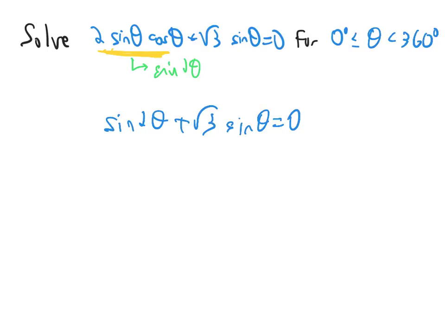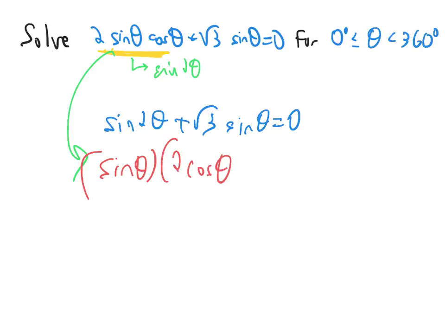It actually would be much better to leave it as it had originally been and instead pull out the sine theta and get to an equation that reads sine theta times 2 cos theta plus root 3 equals 0. Because now we can use the zero property and solve it relatively directly. The zero property says that if two numbers multiply to 0, then either the first or the second must be 0, or in some cases, I suppose, both.